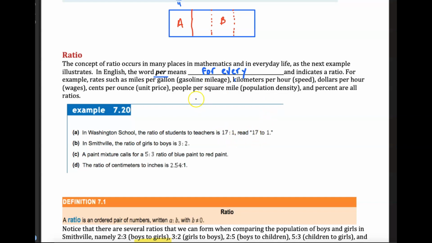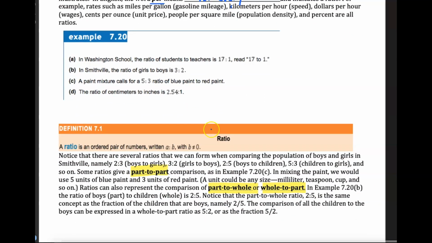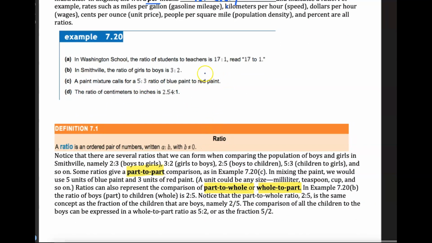And again, looking at the definition below, a ratio is an ordered pair of numbers written A:B, or sometimes you write it as a fraction, which we're going to see right now. But in this example here, you'll see different scenarios. What I want to look at is this one here. What does this mean? In Smithfield, the ratio of girls to boys is 3:2.